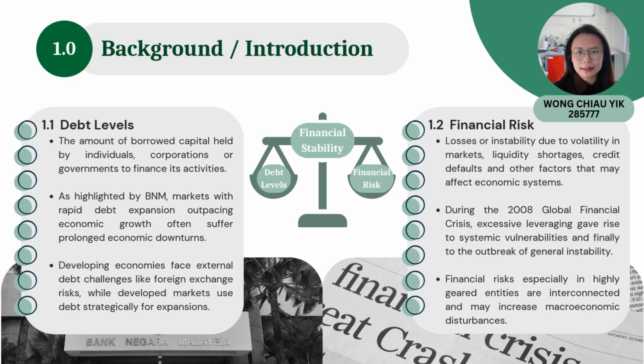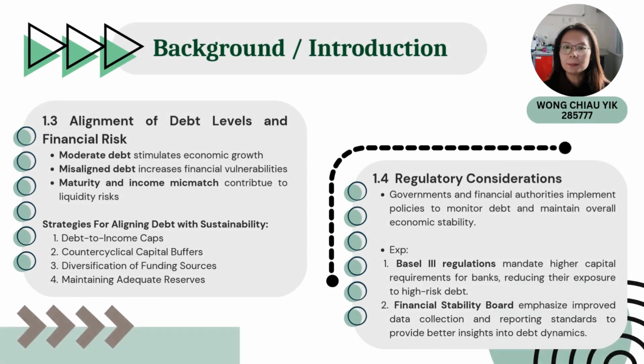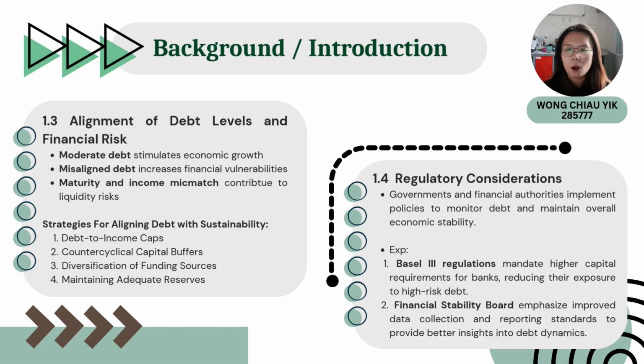Therefore, effective risk analysis, prudent borrowing, and coordination are essential for building resilience at the macro level and financial health at the fund level. The interaction between debt level and financial risk is dynamic. In a world that can simulate economic development, misaligning debt with repayment capacity can amplify financial vulnerability. Besides, maturity and income mismatch in debt will contribute to liquidity risk. Therefore, strategies like debt-to-income caps and countercyclical capital buffers are critical for aligning debt with sustainability. Additionally, effective debt management practices such as diversification of funding sources and maintaining adequate reserves can also minimize financial uncertainties.